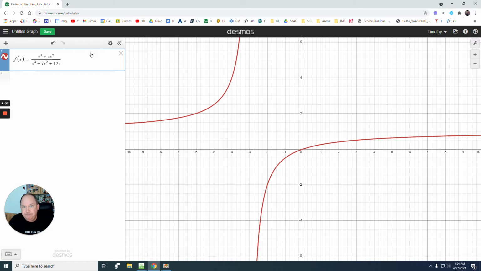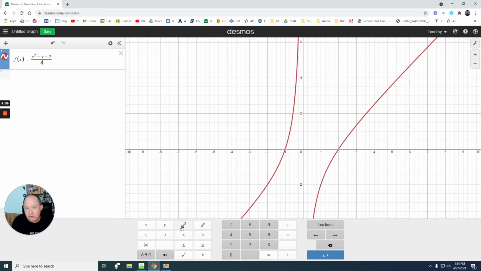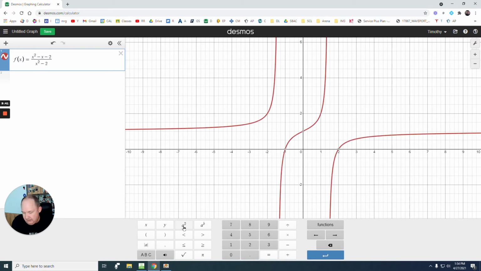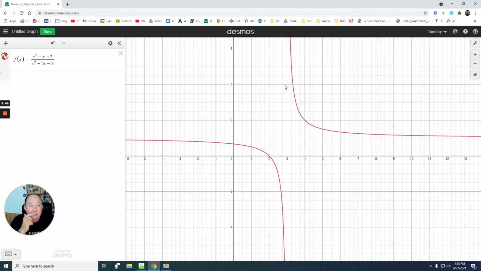Number 10. So for number 10, we have x squared subtract x, subtract 2, over x squared subtract 2x, subtract 3. So the limit as x approaches 3. If I look at 3, there is an asymptote there. On one side it goes to infinity. On the other side it goes to negative infinity. They don't agree on both sides. They're not approaching the same number. So therefore it does not exist.